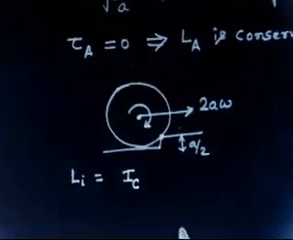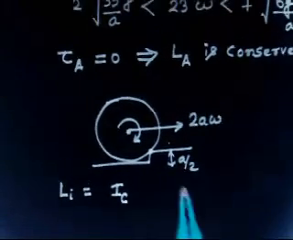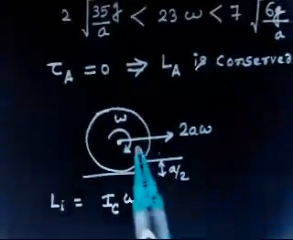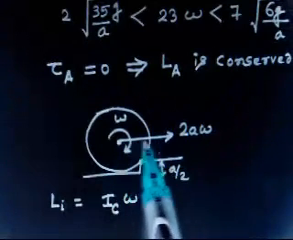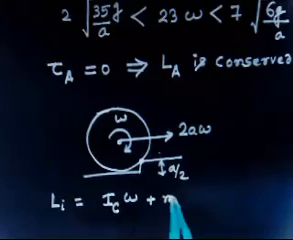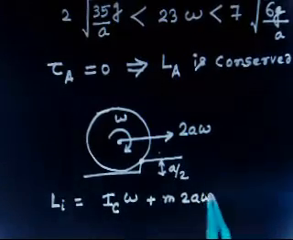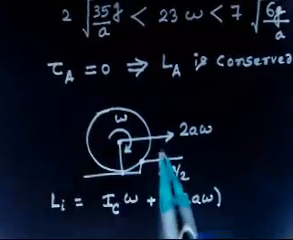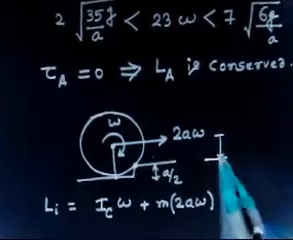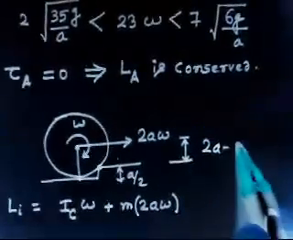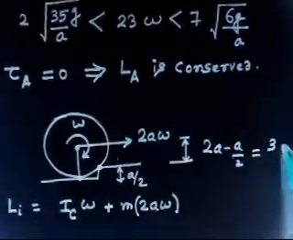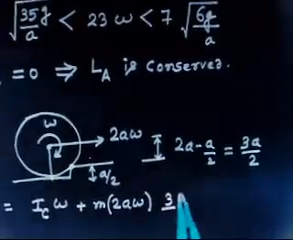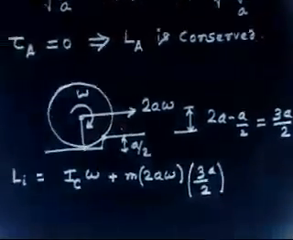So let us say I_C, that is the moment of inertia about center of mass, and moving with angular velocity omega. So I into omega plus angular momentum of center of mass, that is moving with 2a omega. So M into v into R, v is 2a omega, and R is this height. Total height is 2a, so 2a minus a by 2 is the height. So this is 3a by 2. Are you getting? So angular momentum will be this 3a by 2 into 2a omega into m.